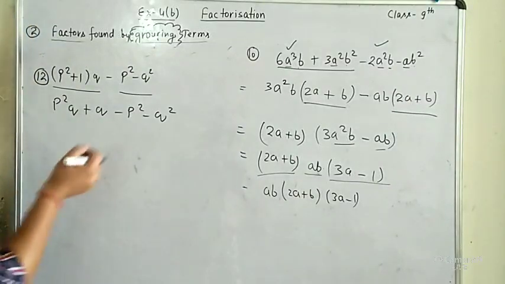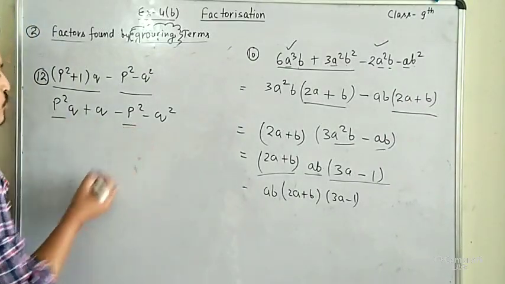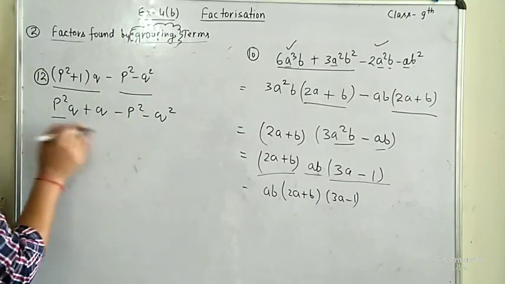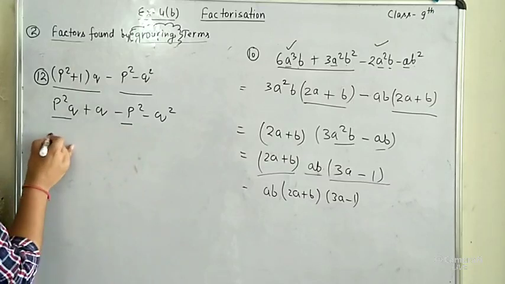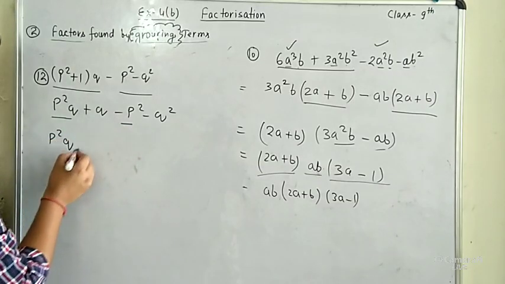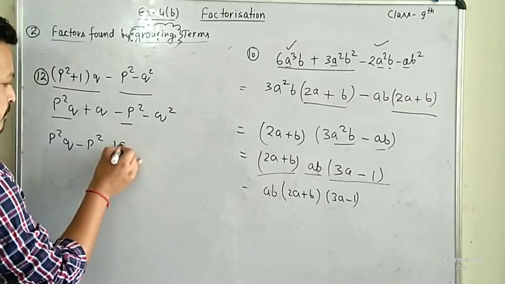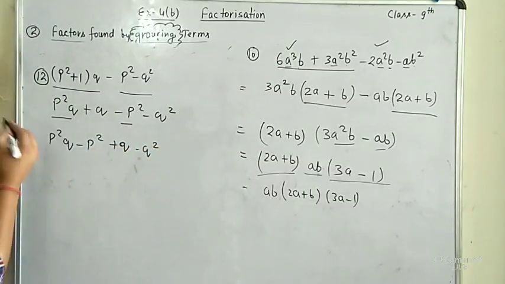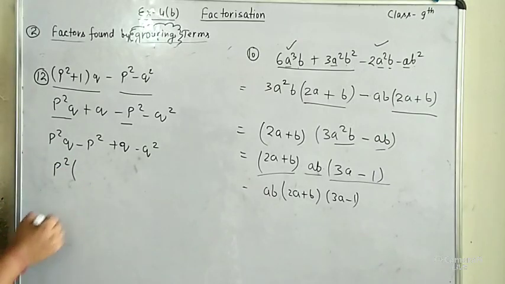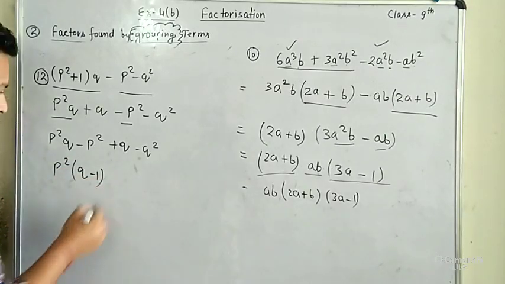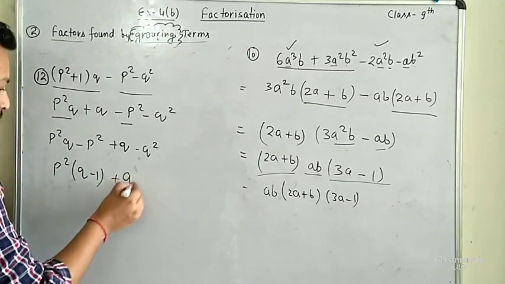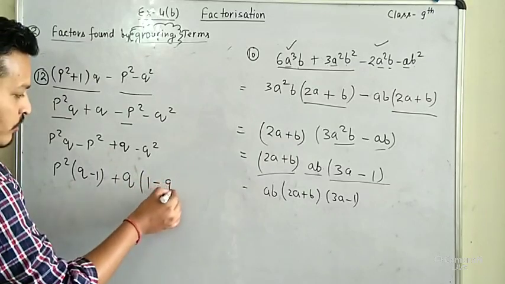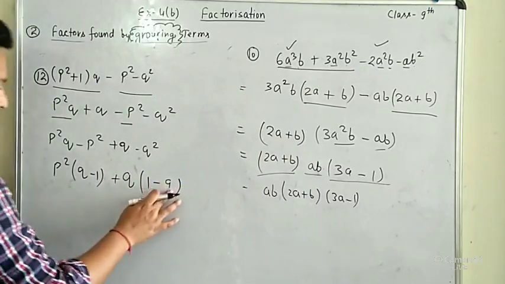So see here what can be made into a group, this is p square and it is q and q square, something common can be made. Okay, so p square and q and this p square, rearranging the given terms: p square q minus p square and then plus q and minus q square. So in the first two parts, p square is common, then q minus 1 is remaining, and in the second part q is common out, to 1 this will be 1 and minus 1 minus q will remain here, 1 minus q remains here.